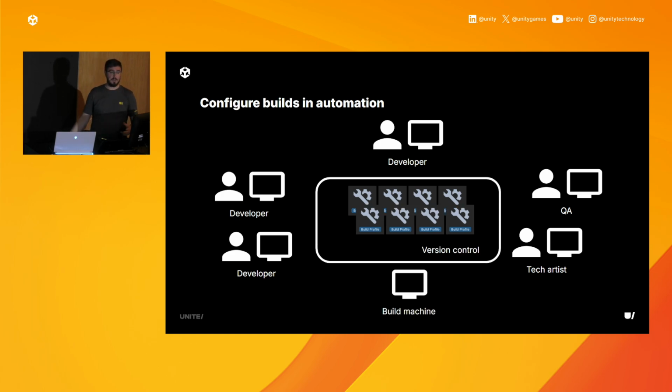And as the team starts to target multiple platforms, their build profile set begins to grow too. And once build profiles are the source of truth for what goes into a build, including content, settings, and everything, then we can introduce the build machine. This machine is consuming build profiles and making regular builds using the editor in batch mode.